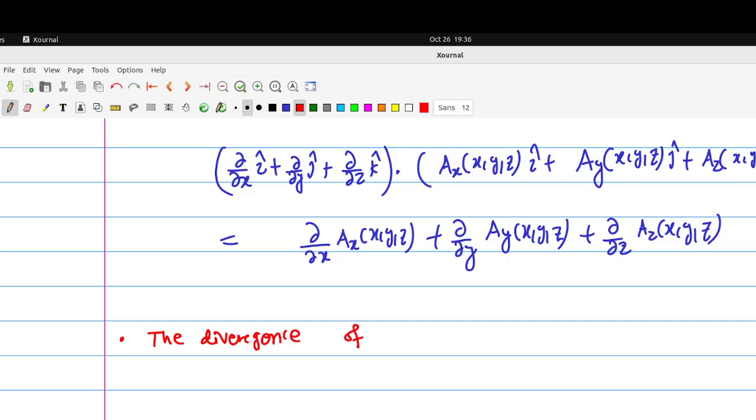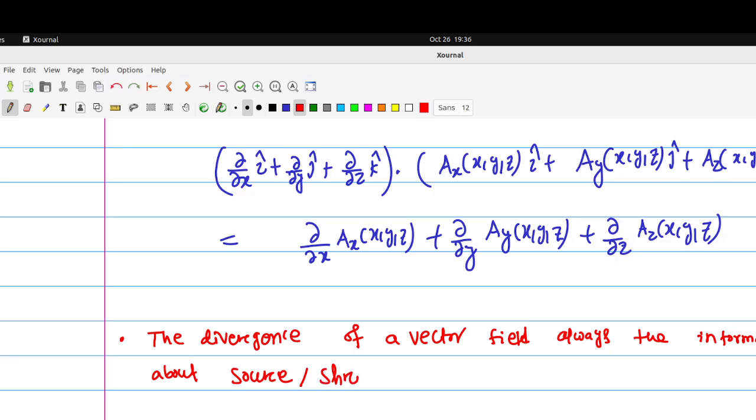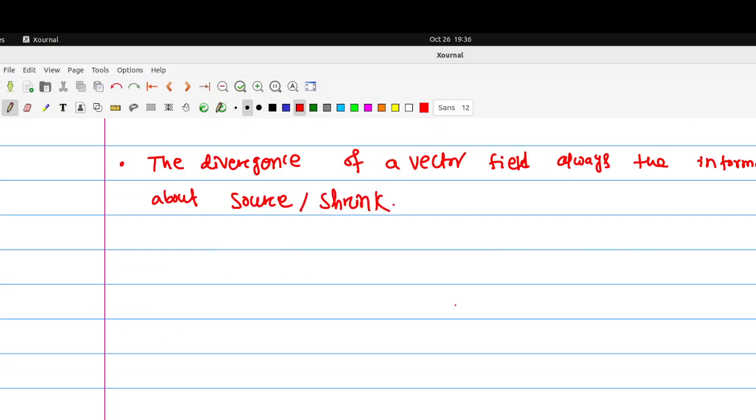The divergence of a vector field always gives the information about source or sink. Okay? So what is that? What does that mean?